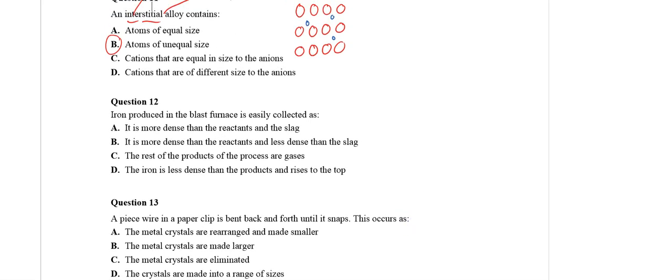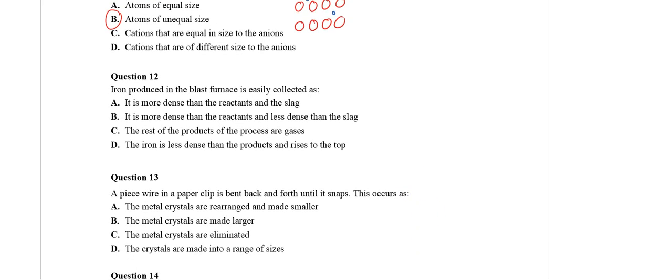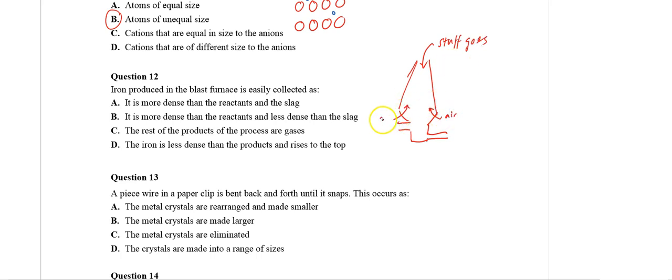Question 12 looks at the blast furnace, and I can see here that they're talking about something to do with the design of the blast furnace, why we can collect the iron more easily. So if I just quickly draw a model of a blast furnace. Now the blast furnace has two exit points at the bottom. So at the top, all the stuff goes in except for the air, which we blast in through vents at the bottom. So air goes in here.